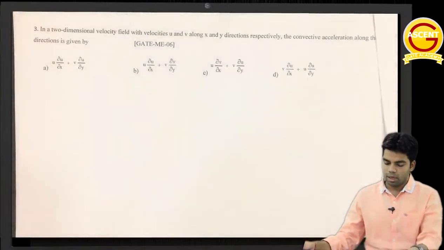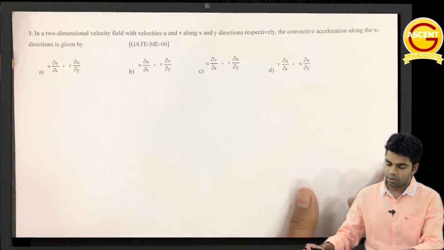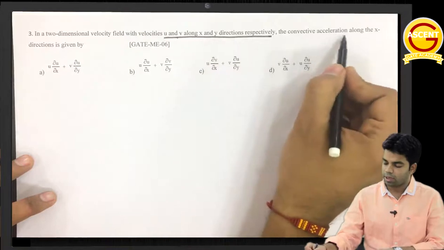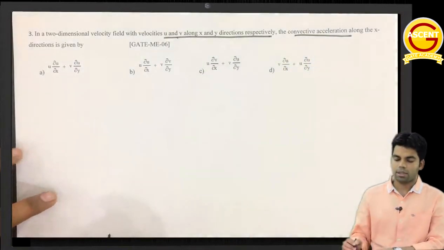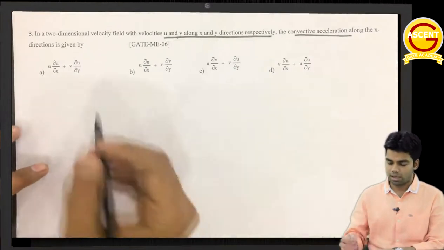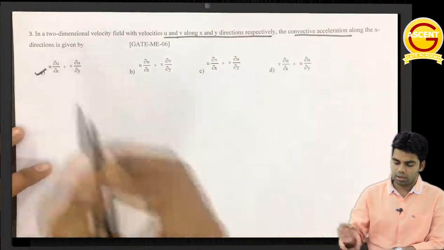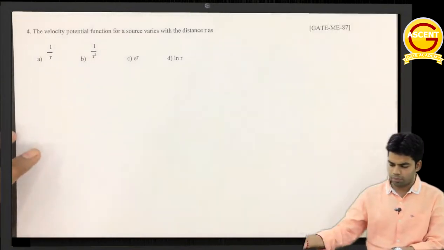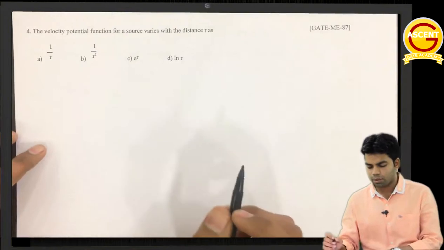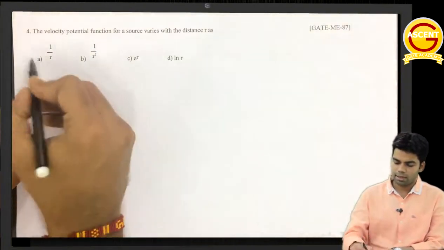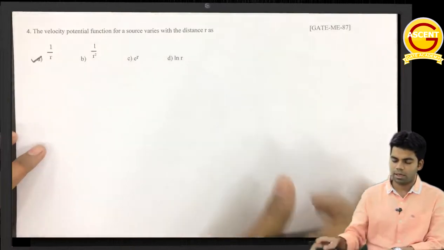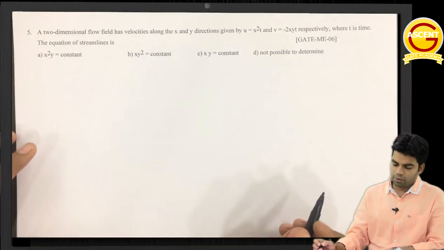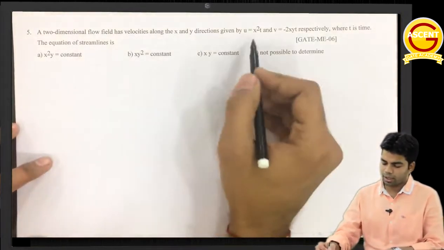Next question, in a two-dimensional velocity field with velocities u and v along x and y directions respectively, the convective acceleration along x direction is given by... So convective acceleration along x direction is u del u by del x plus v del u by del y. Everything we have discussed, nothing new. The velocity potential function for a source varies with r as 1 by r.